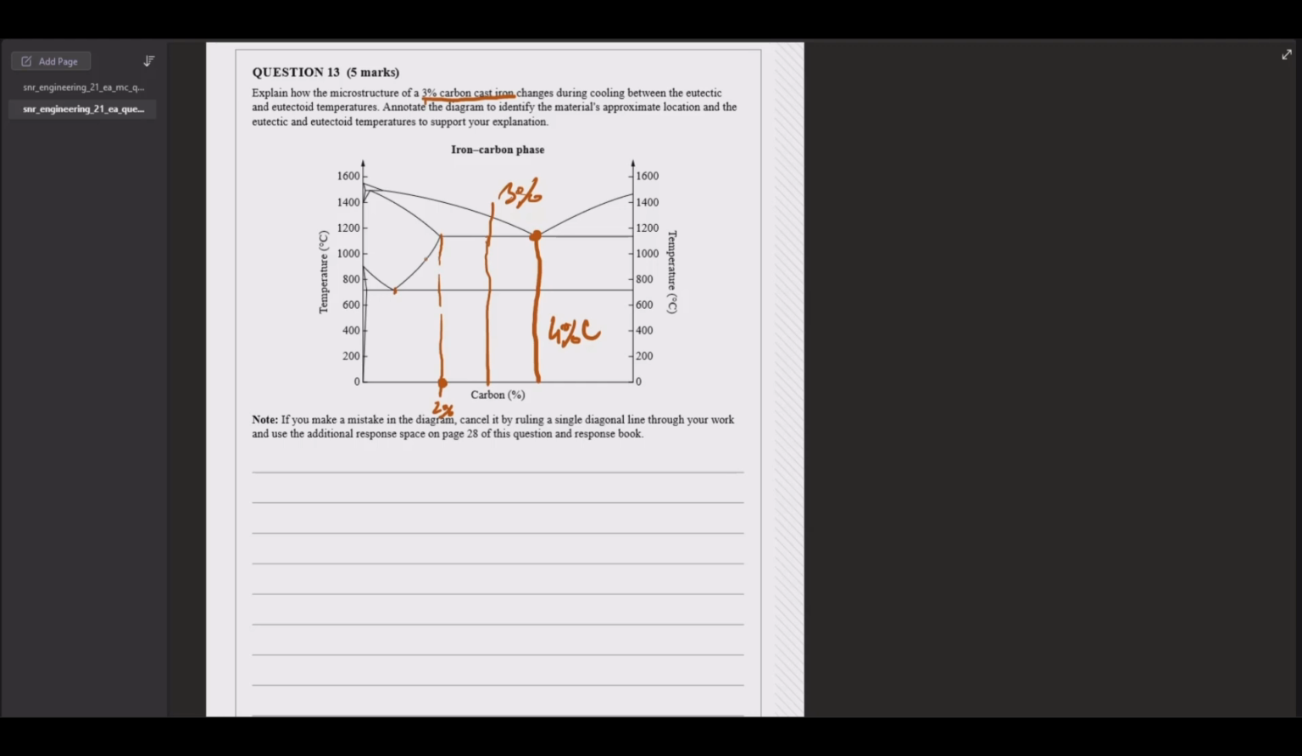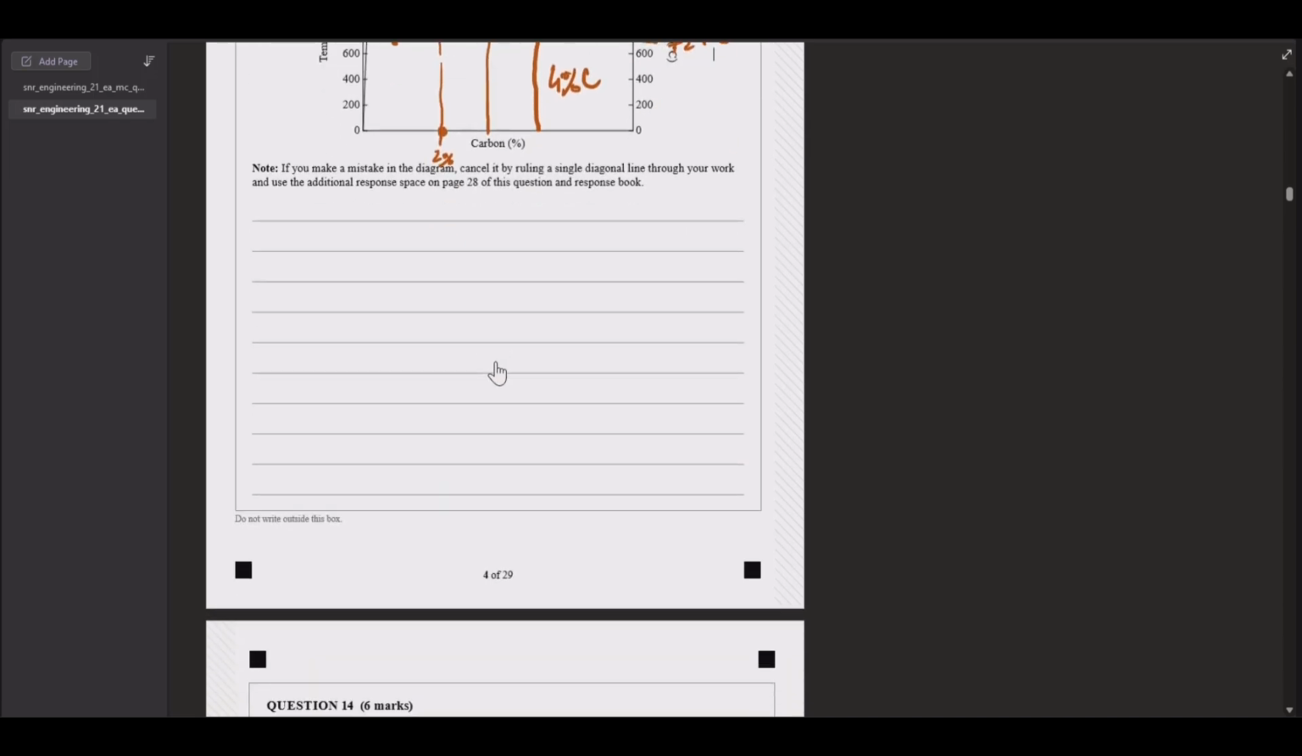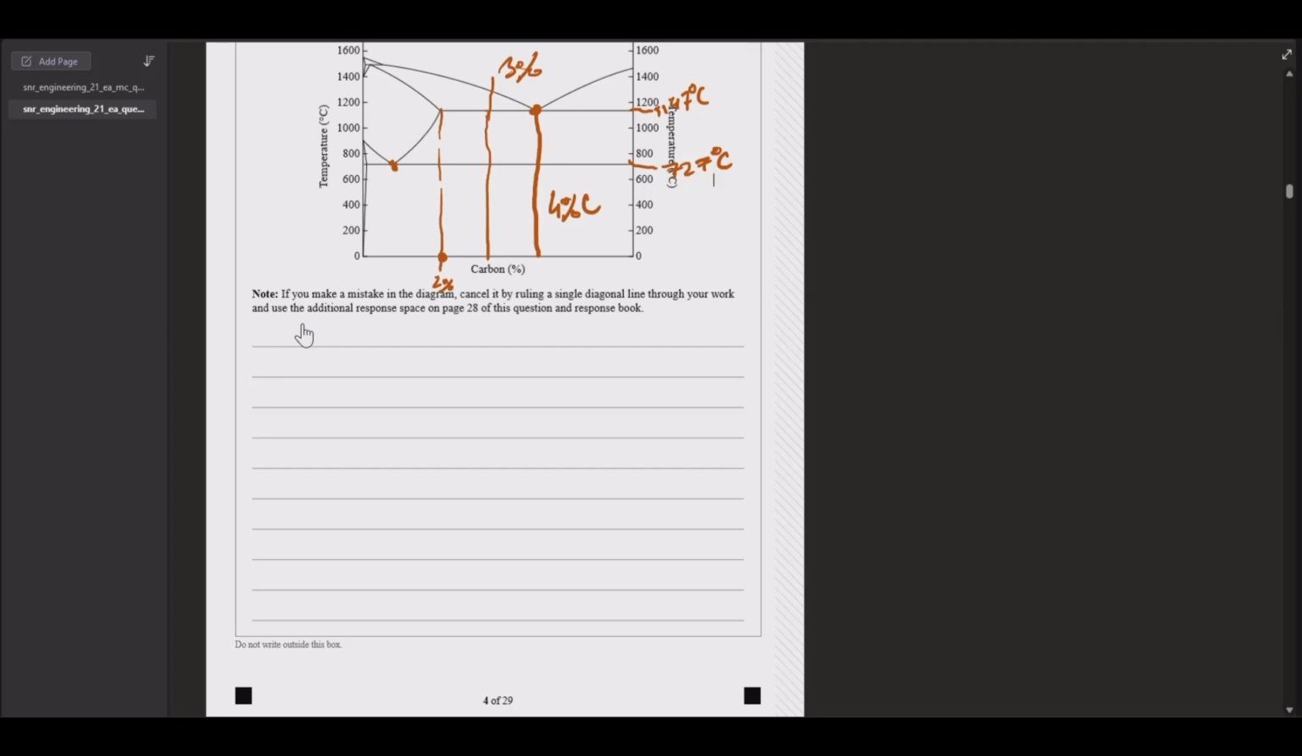So, what else? Explain how the microstructure of a 3% carbon cast iron changes during cooling between the eutectic temperatures. So this is the eutectic temperature here. It's roughly 1147 degrees Celsius. And the eutectoid temperature is about 727 degrees Celsius. So even though it says between the eutectic and eutectoid temperatures, I am going to start in the liquid and end in this completely solid area.